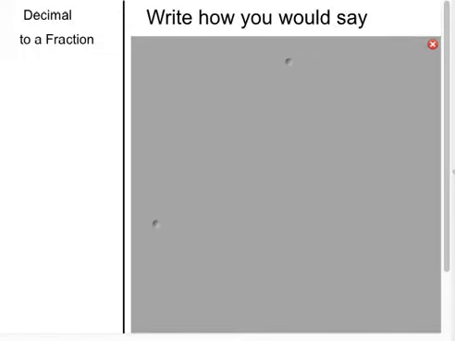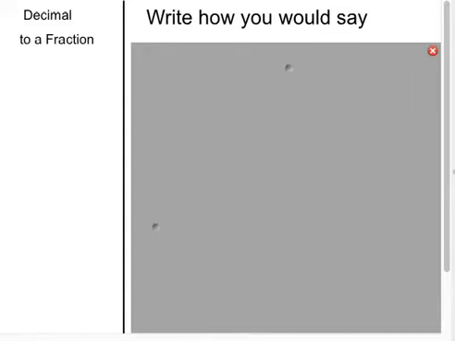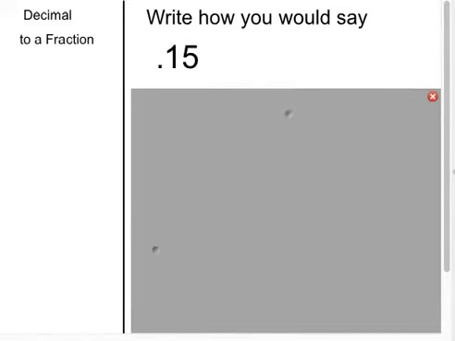So let's write decimal to fractions. Hopefully this is a little bit of review. How you say it is the easiest way to remember how to do this. So if I write down 0.15, how would you say that? Well, you would say that as 15 hundredths. And then I just simplify.